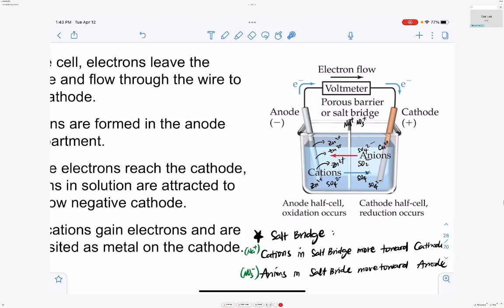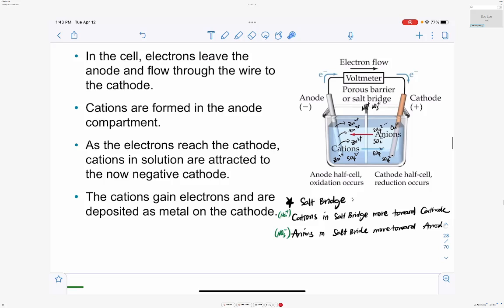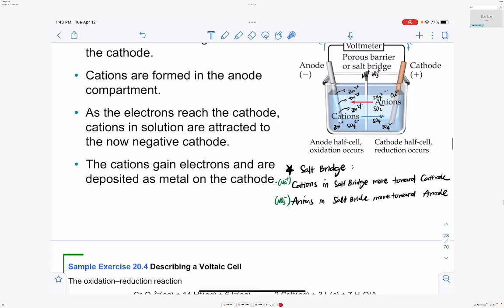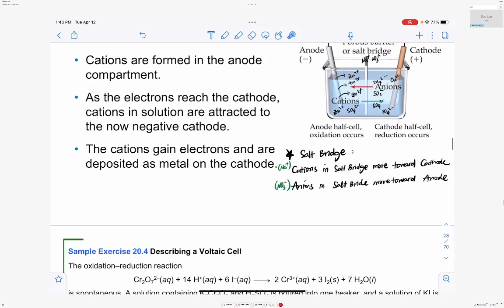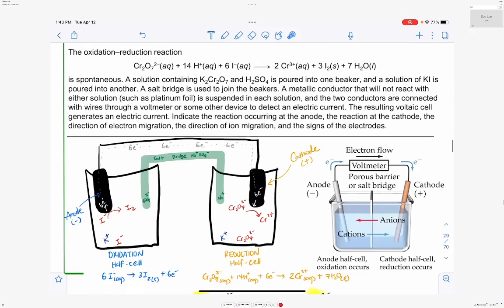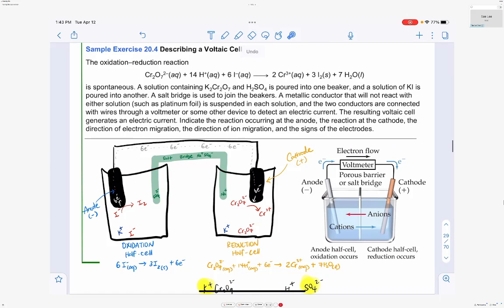It is not that difficult, but it is quite confusing. So I highly recommend you guys try to draw out this voltaic cell diagram from scratch. You will have multiple questions on the exam related to this voltaic cell. So let's try a sample exercise.